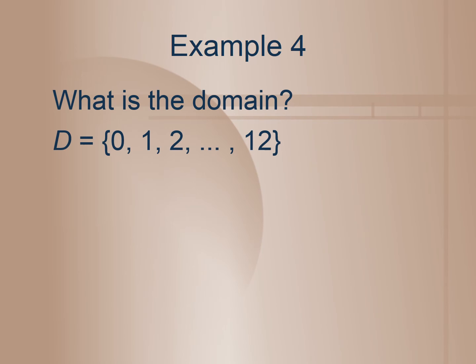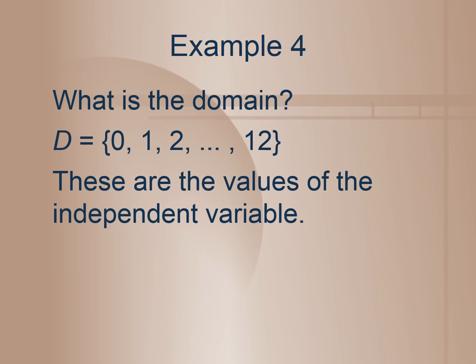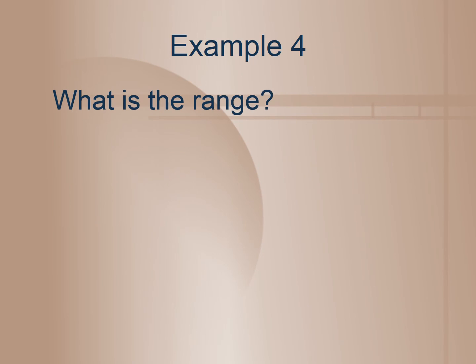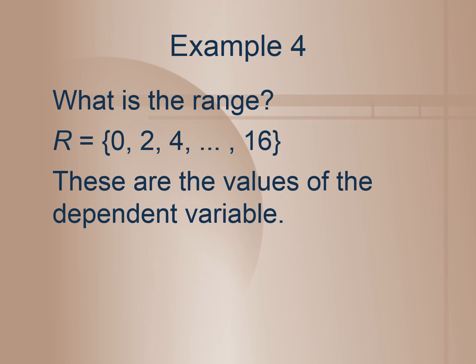For our domain, we can write it like this: D is equal to, because it's a set, we'll have our set brackets, and the numbers between 0 and 12. We'll write 0, 1, 2, 3, and we can use the ellipsis, those 3 little dots, to go dot, dot, dot, comma, and then 12. We don't actually have to write all the numbers 1 through 12. These are the values of the domain, and those are the independent variables. Then the range, which is the y values, is going to be 0, 2, 4, dot, dot, dot, 16. So it's all the even numbers between 0 and 16. And those are the values of the dependent variable, or the y values.